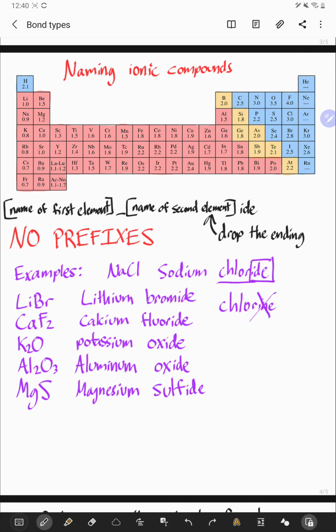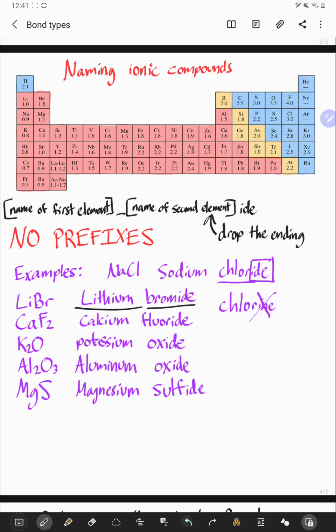It's important that we can go both ways because it wouldn't make sense for us to only be able to tell the name from the formula. Obviously, the name has to hold some sort of meaning so that we can know what the formula is from the name. And we said in the last video that it's pretty easy to determine the name of an ionic compound because all you're doing is just putting down the two elements and then replacing the ending with "ide." So cut off the ending and replace it with "ide."